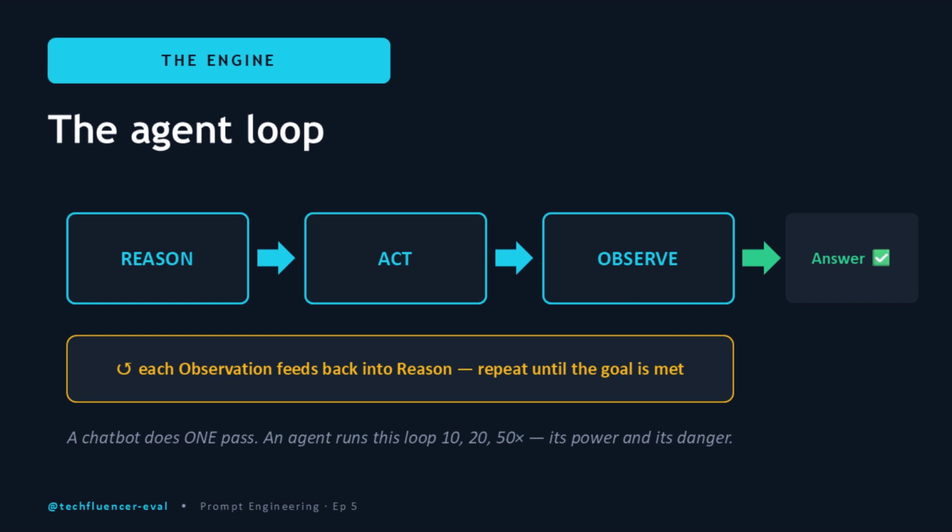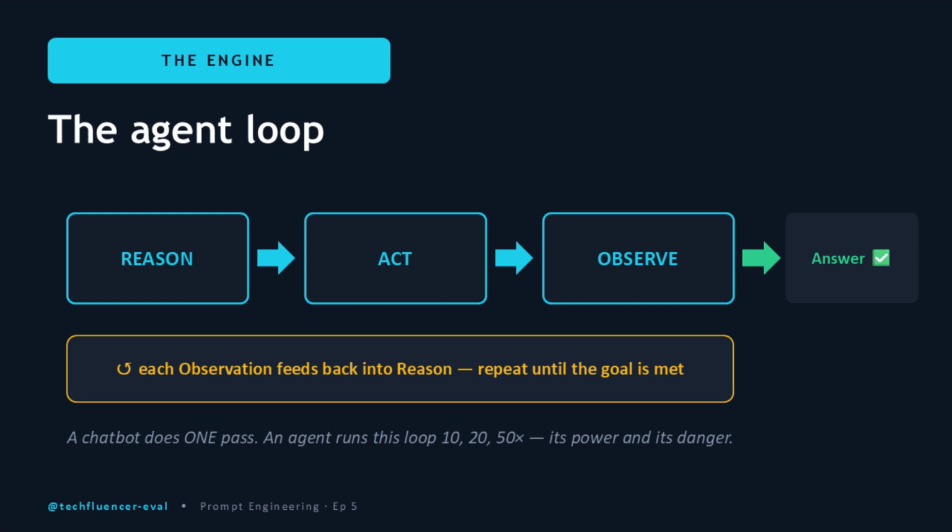Now the engine room, the agent loop. It's a cycle. The agent reasons about what to do next. It acts by calling a tool. It observes the result that comes back, and then it reasons again with that new information. Think, act, observe, around and around, until it decides the goal is complete and returns a final answer. This loop is the single most important idea in the whole video. A chatbot does one pass. An agent does this loop 10, 20, 50 times if it has to, and that persistence is exactly where its power and its danger both come from.